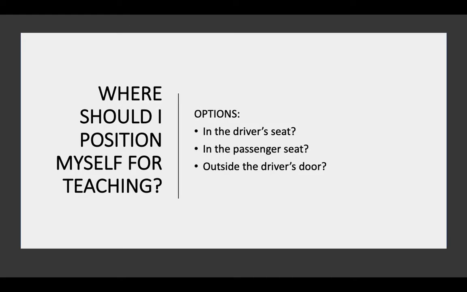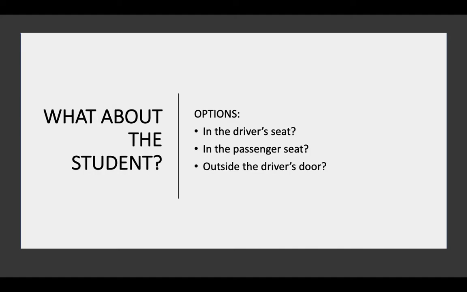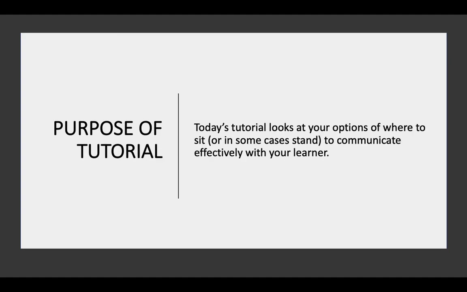In today's tutorial we're going to look at teaching positions for cabin drill and controls for C-class learners. Where should I position myself for teaching? In the driver's seat, the passenger seat, outside the door? And also, where should I position my student? The driver's seat, passenger seat, outside the driver's door?